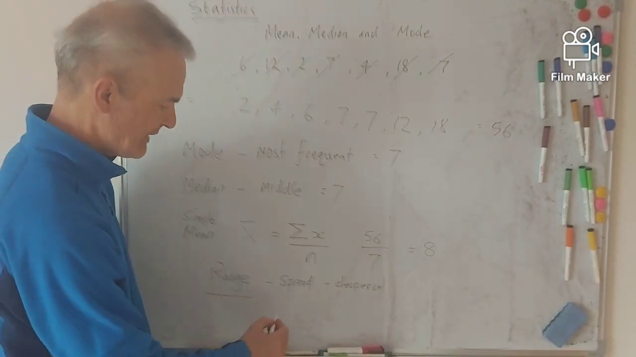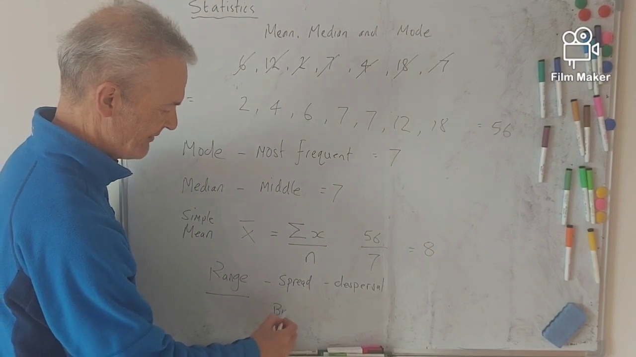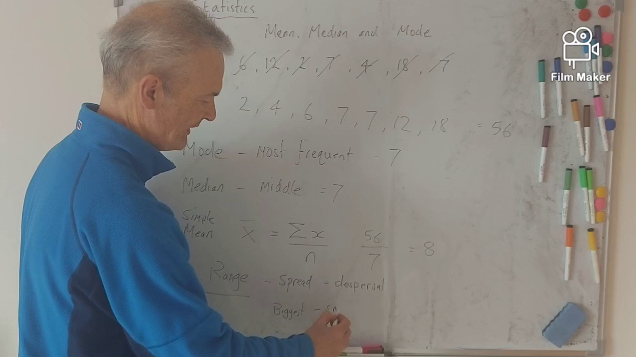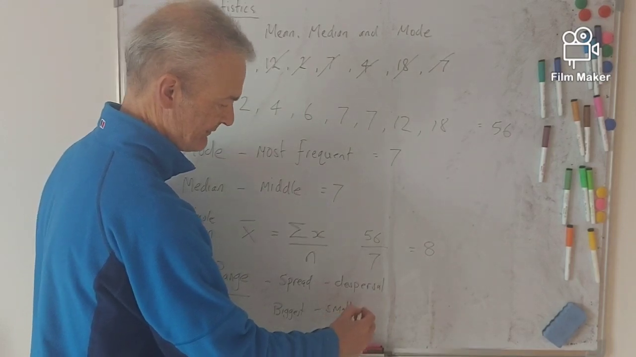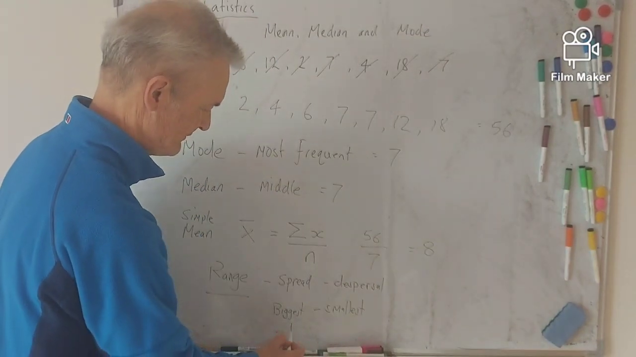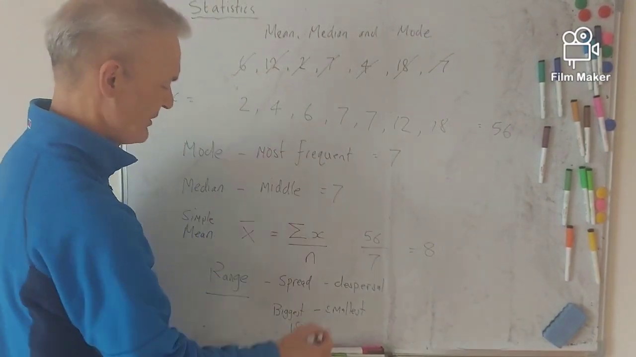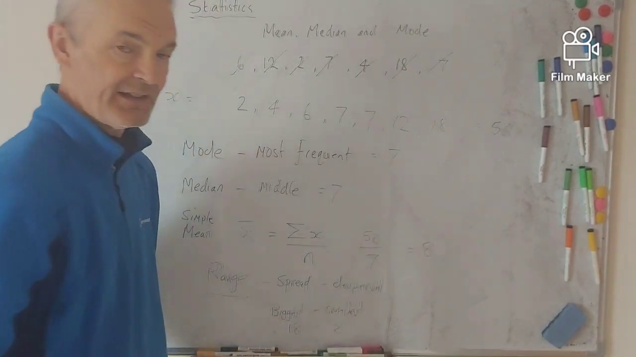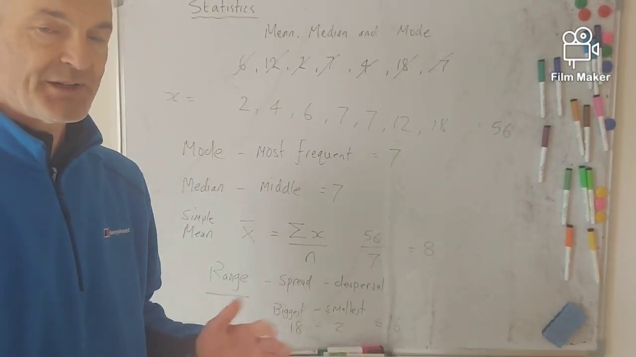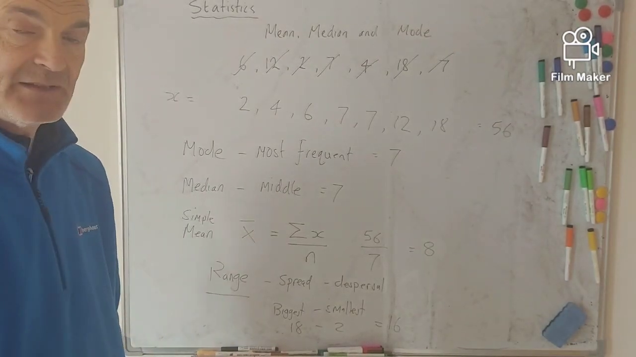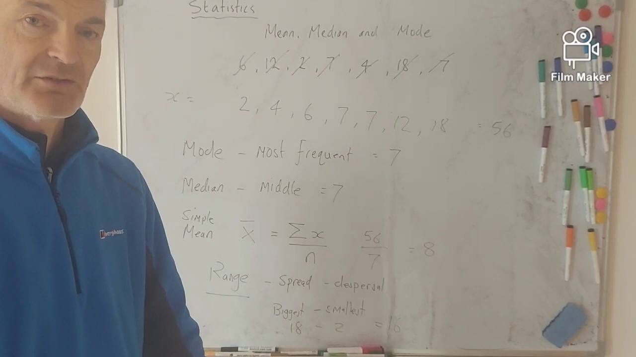So the range is calculated, it's basically the biggest minus the smallest. So in this case, the largest item, which is 18, and the smallest item, which is 2. So our range would be 16. So that tells us the data is spread over 16. Okay, so there you go, mean, median, mode, and also the range.